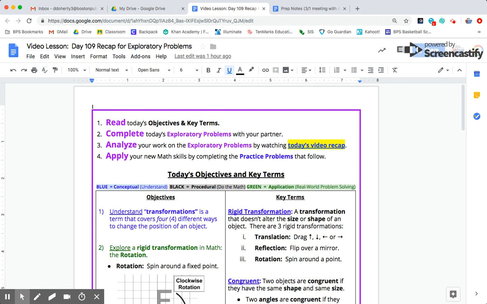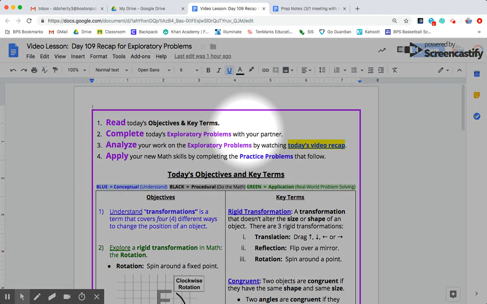Good morning, happy Friday. Today is day 109, and hopefully by now you should recognize that for today, our exploratory problems are going to be focusing on the rotation. So at this point, you should have already read today's objectives and key terms, that's right here, and you and your partner should have already completed the purple box problems, the exploratory problems, and now you're watching the video recap to see how you did and get help on anything that was a little difficult.